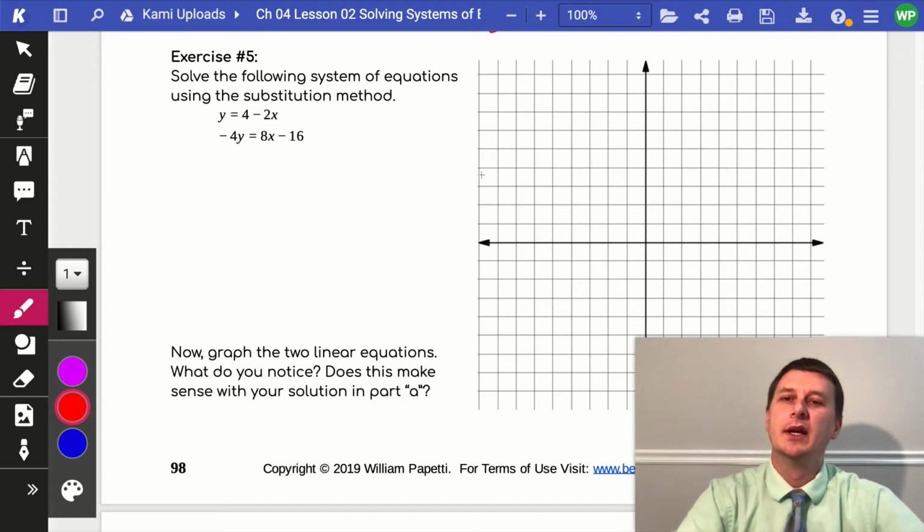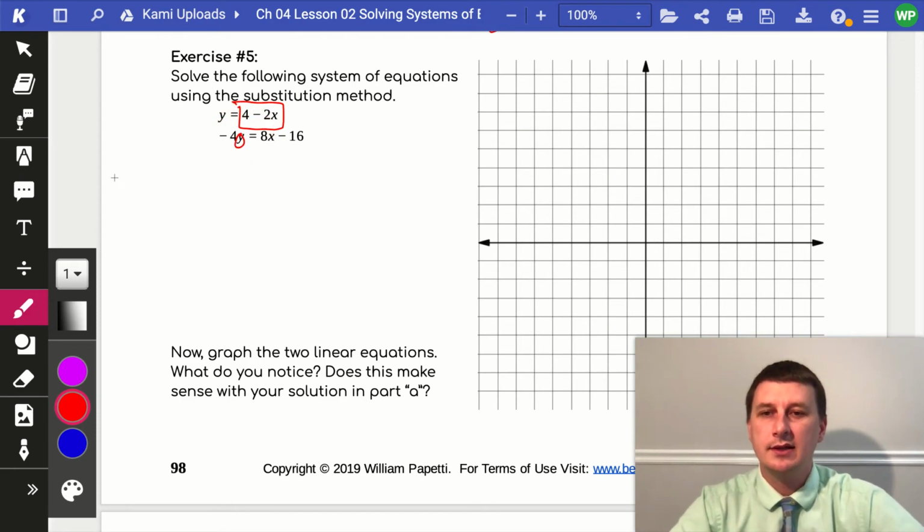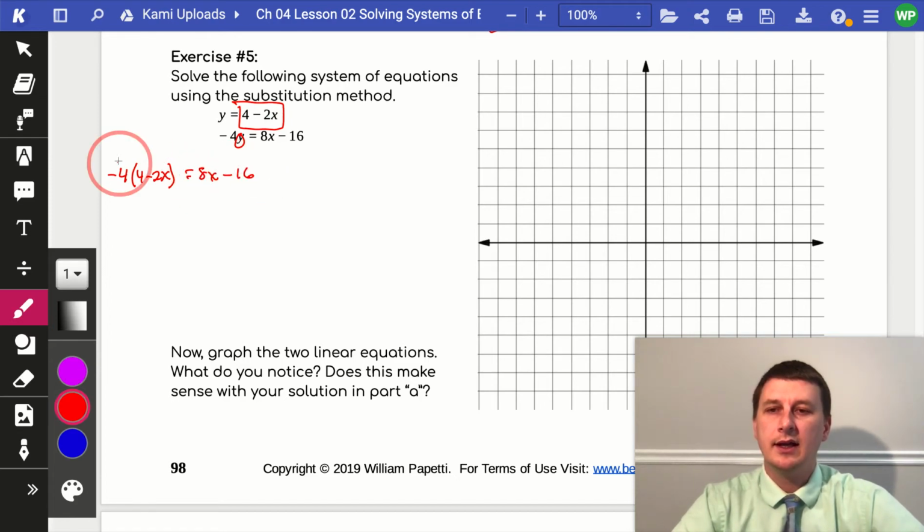So let's solve the following system of equations using the substitution method first. Again, I know what y is equal to. y equals 4 minus 2x. So wherever I see a y, I'm going to substitute in a 4 minus 2x. So I'm going to have negative 4 times 4 minus 2x is equal to 8x minus 16. I'm going to distribute that negative 4 after I've substituted in my y value of 4 minus 2x. And I'm going to get negative 16 plus 8x is equal to 8x minus 16.